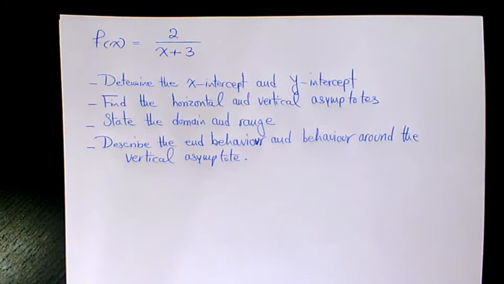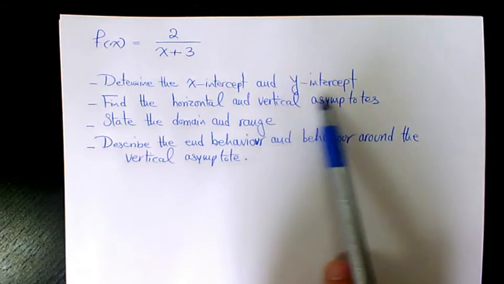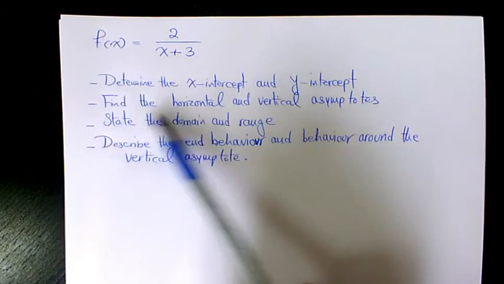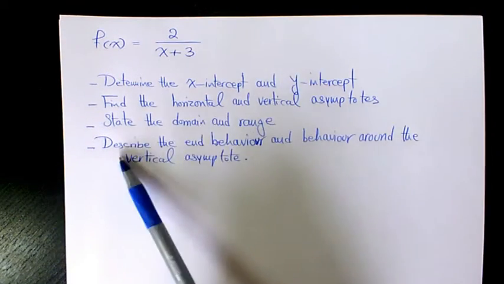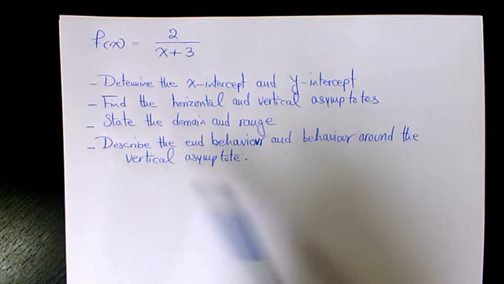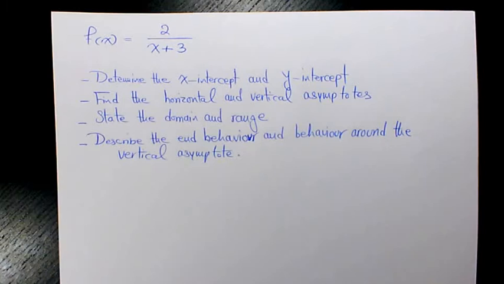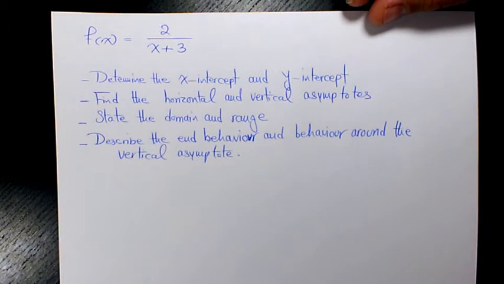Welcome to another video. In this video I want to talk about the function 2 over x plus 3. This kind of function is called a reciprocal function, or also called a rational function. For this function I want to find the x-intercept and y-intercept. You need to find the horizontal and vertical asymptotes, state the domain and range, and describe the end behavior and behavior around the vertical asymptote. So let's find the x-intercept first.